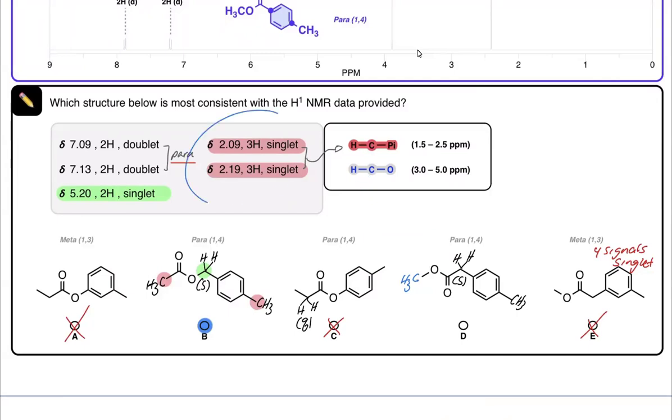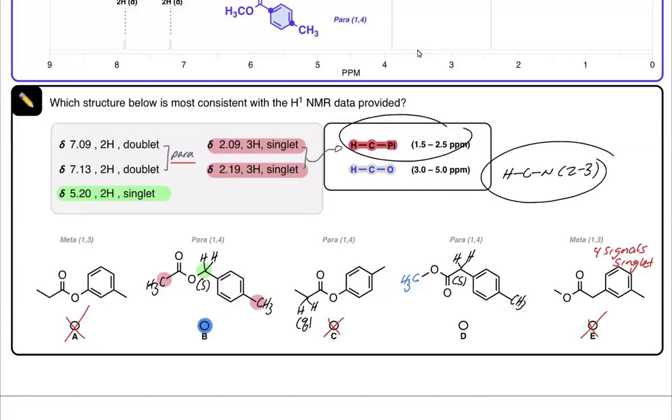So the data would have to show one of those signals in the 3 to 5 range for D to be the answer. I can't stress this enough. There's subtleties in chemical shift that you need to know. Proton on a carbon adjacent to a pi system is 1.5 to 2.5. Proton on a carbon bonded to oxygen is 3 to 5. And remember, proton on a carbon bonded to nitrogen is 2 to 3. It's usually these regions that are contrasted in these types of questions.